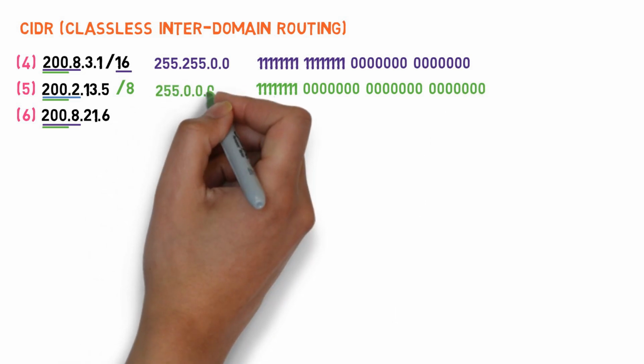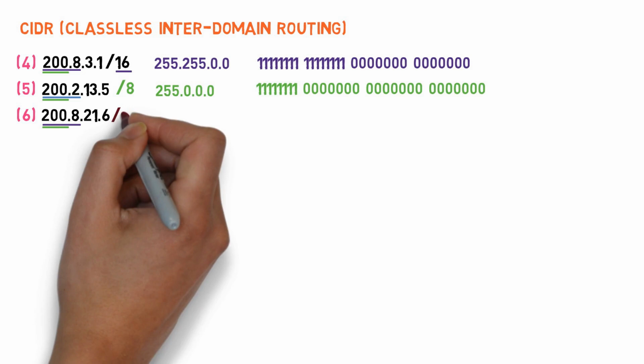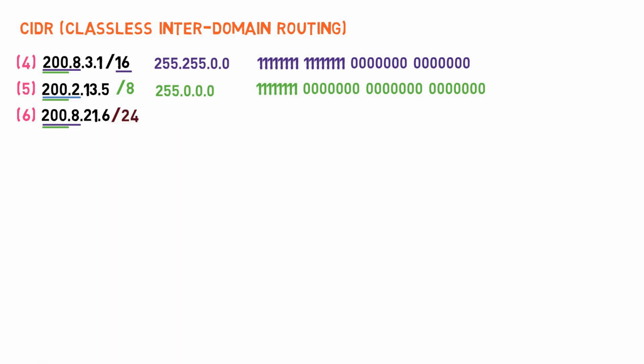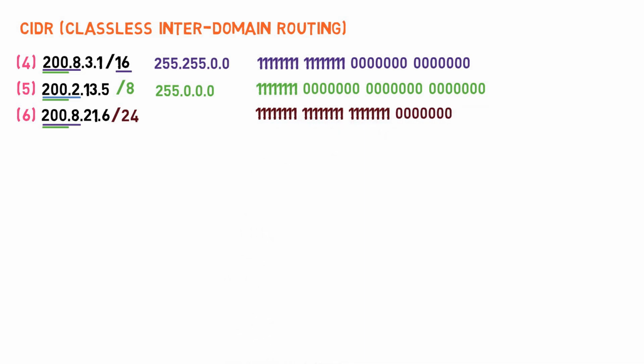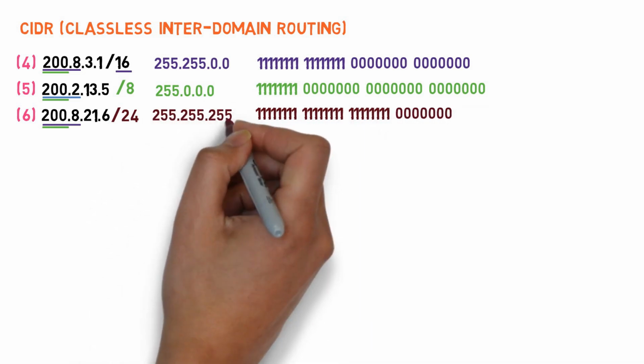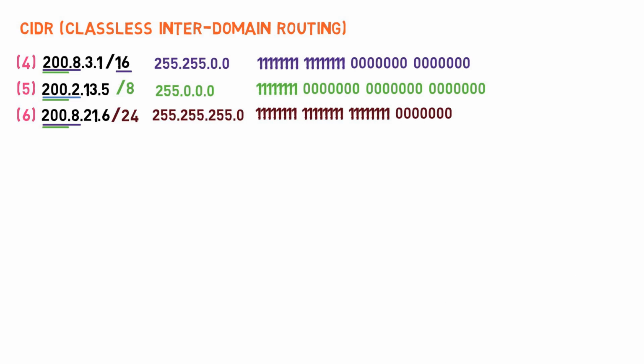What happens if we use a network prefix of 24 bits? Well, first, how would we express that as a subnet mask? We need 24 bits to be on, 3 times 8 bits to be on, so we'd get 3 times 255, followed by a 0. Now, neither address 5 nor address 6 reside within the same network as address 4, since they don't share its network ID, that is 200.8.3.